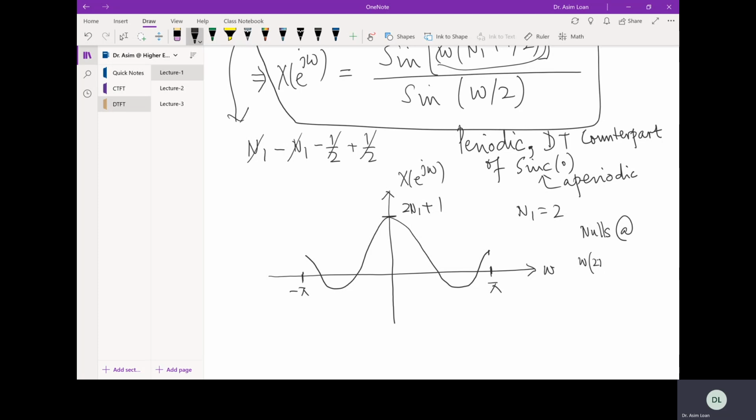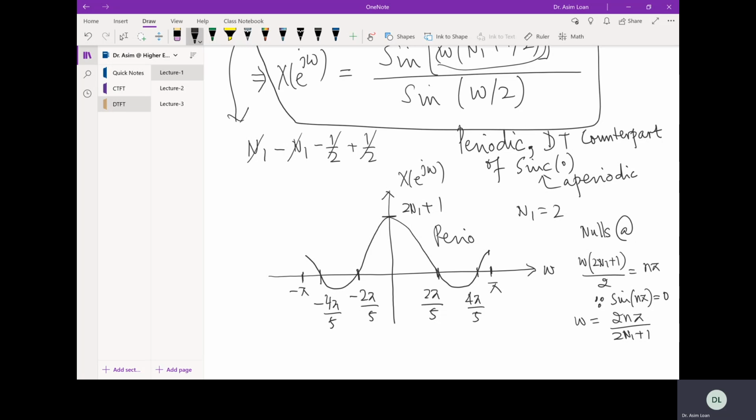omega into 2n1 plus 1 over 2 equals n pi, because sine of n pi is 0, or omega is equal to 2n pi over 2n1 plus 1. So for our case, this is actually 2 pi over 5. This is 2 pi over 5. This is 4 pi over 5. This is minus 2 pi over 5. This is minus 4 pi over 5. And this is periodic. All x of e^jω are periodic.